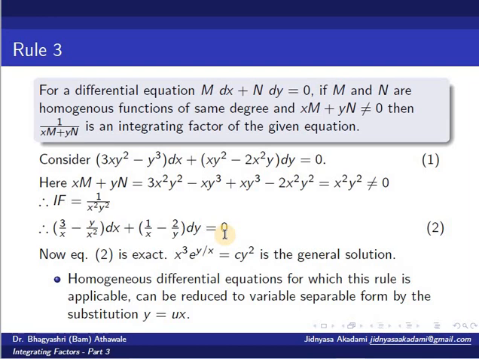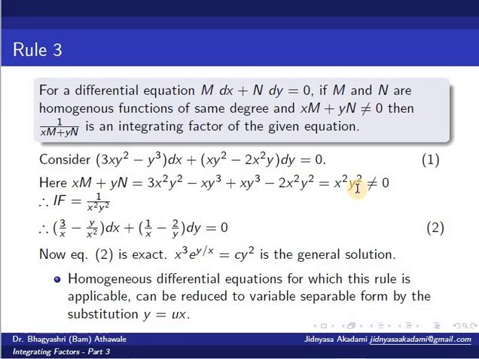Again, two things are there. Two limitations are here for this method. One is if xM plus yN is equal to 0, we can't apply this method. So in that case, we have to use the other method only. And the second limitation is if this xM plus yN contains more terms than 1. Here it is only one term, x square y square.